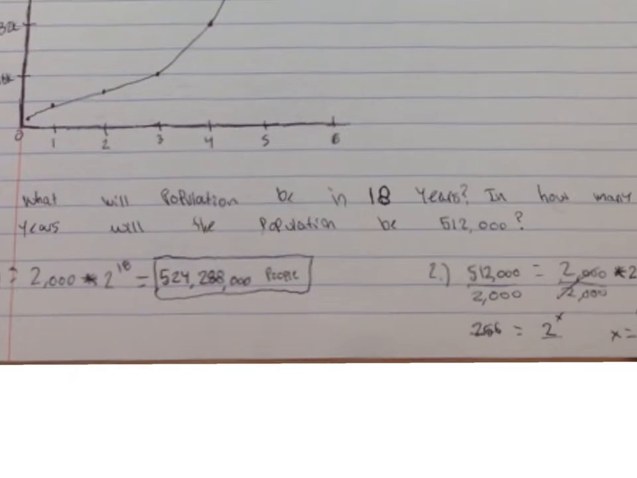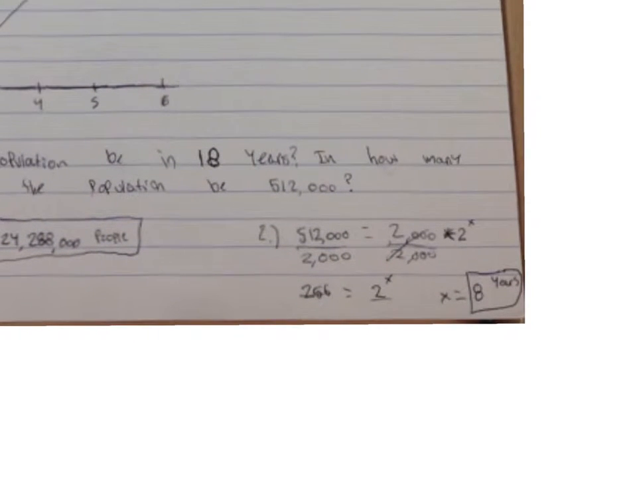and got 524,288,000 people. For number 2, I switched it around and did 512,000 divided by 2,000 to get 256, and then did 256 and plugged in 8 to the x to get 8 years.